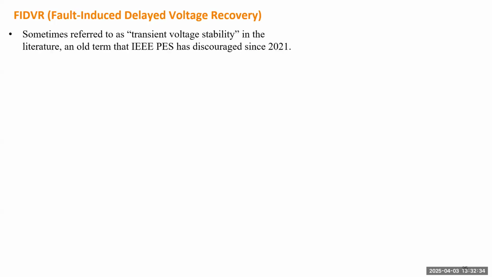So this term, FIDVR, sometimes it is also called transient voltage stability, which is very confusing terminology, because this one doesn't really involve any mechanism from voltage stability. Later when we talk about voltage stability, that's a totally different mechanism. So the IEEE Power and Energy Society has discouraged the use of this terminology. So don't call it transient voltage stability. But if you read any paper published before 2021, if they talk about transient voltage stability, don't be surprised.